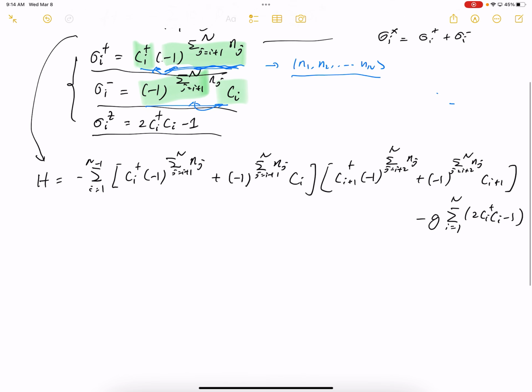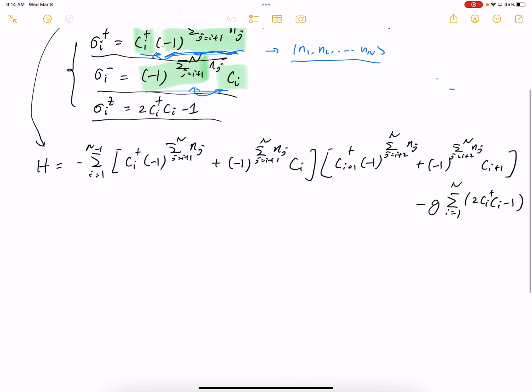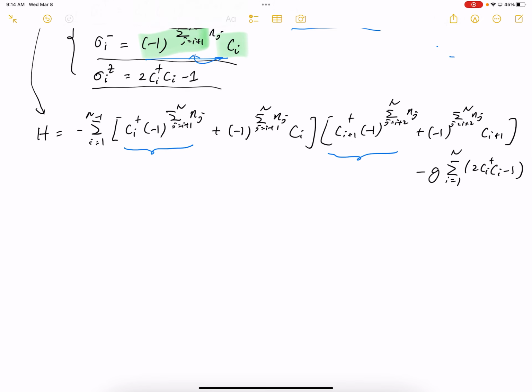Okay, so with this in mind, we can try to simplify this Hamiltonian here. So let's first talk about how we multiply this term with this term. There are going to be 4 terms from the product of these two square brackets, 2 in each, so you get 4 terms after you expand this product. We're going to look at it term by term. So let's first look at these two. If you multiply these two together, what do you get?